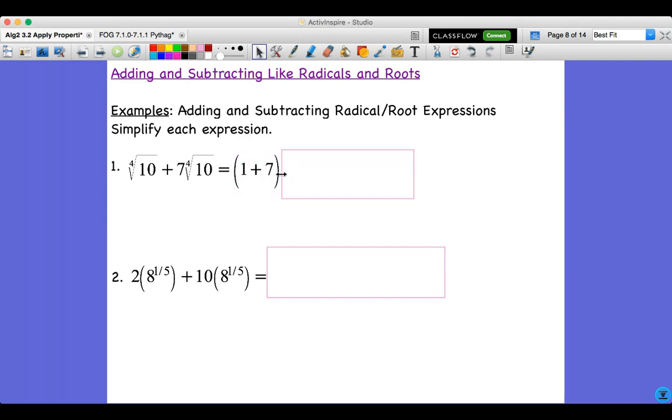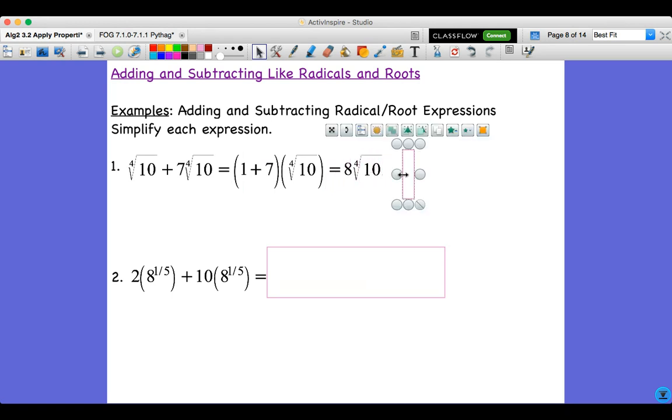So we say 1 plus 7 times the fourth root of 10, which is going to be equal to just 8 times the fourth root of 10. Okay, so this one we have the expression written using radical signs. Here we have rational expressions.